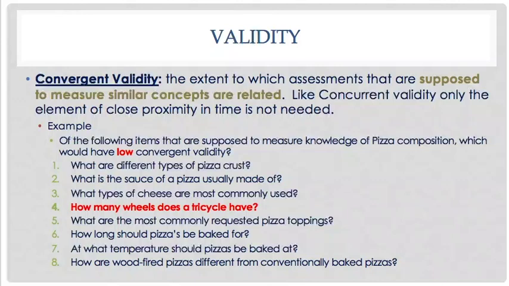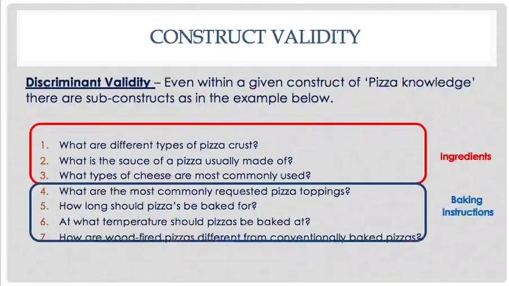Doesn't make sense. It's measuring a different construct. In this case, the construct is pizza knowledge, right? When we think of discriminant validity, even within a given construct, say of pizza knowledge, there are a bunch of sub-constructs, as in this example below.